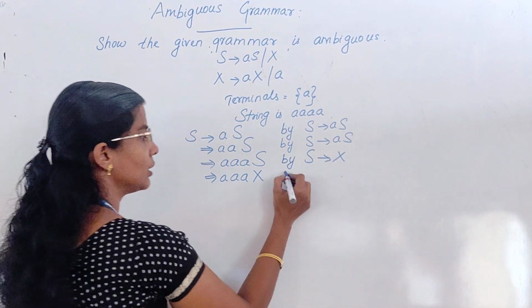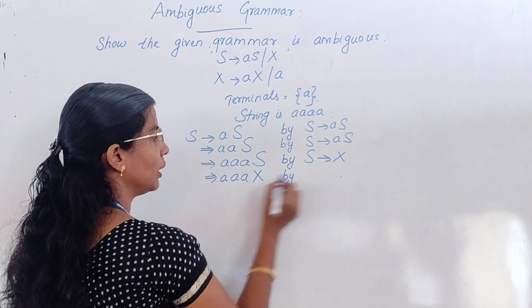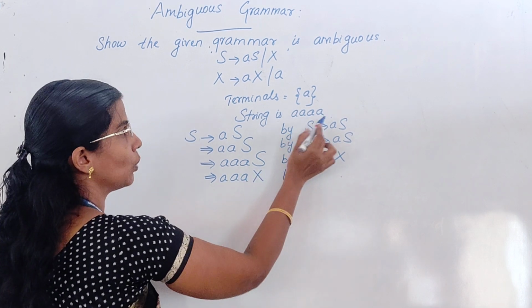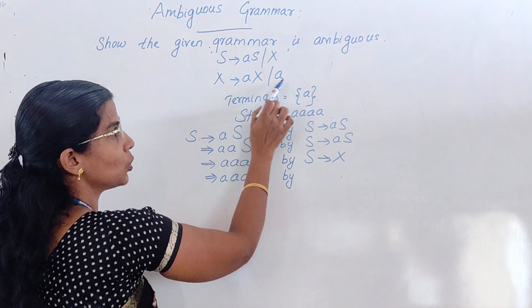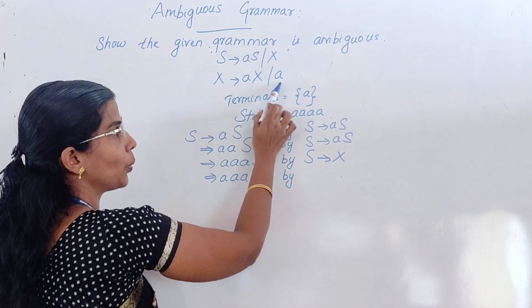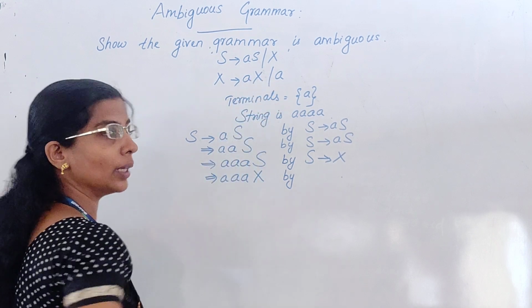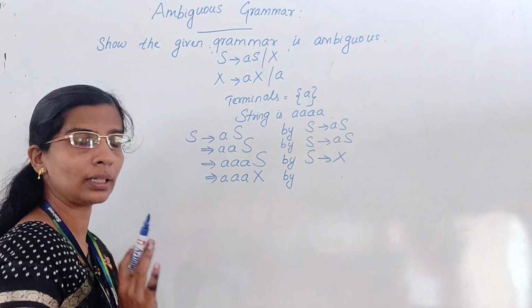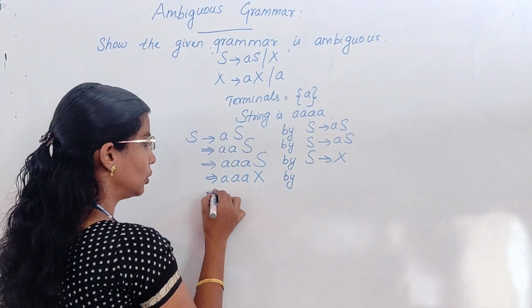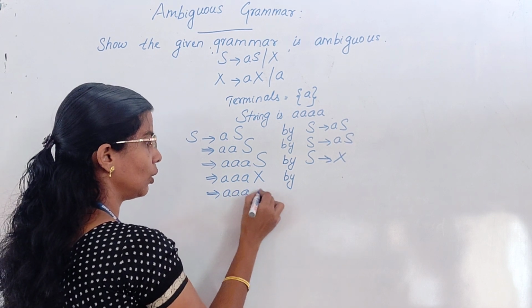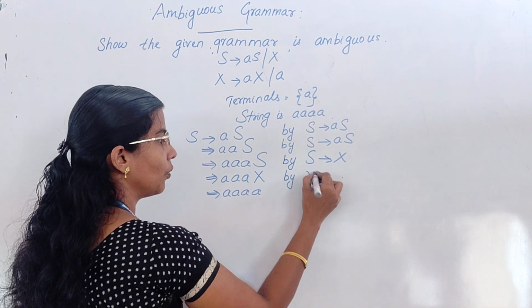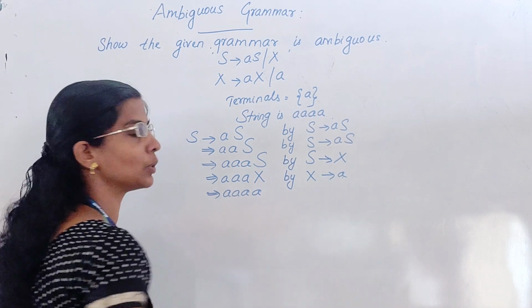Next, what am I doing? This X, I need only 4 A's. So X has two productions. Among these two productions, the right production I should use is only this A, because I need only 4 A's. So it is 1, 2, 3, 4. Which rule am I using? I am using this rule.